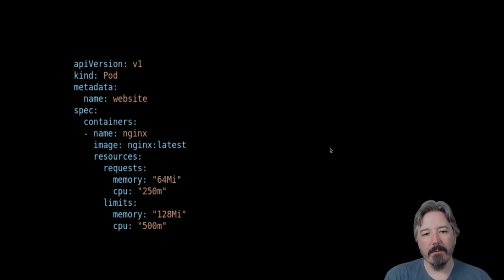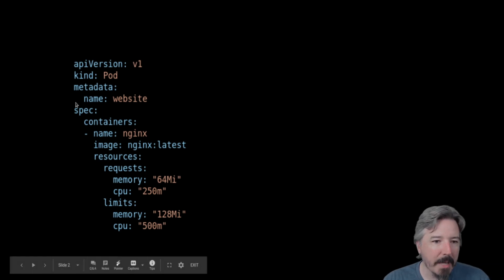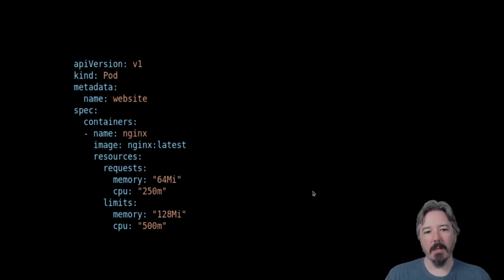So let's actually go ahead and put this into practice. Here we have a very simple Kubernetes manifest. All Kubernetes manifests share the same structure, and that is they have an API version, they have a kind, they have metadata, and then they have some sort of spec or data. This is a pod manifest, and it is requesting a very simple pod, one that contains a single application which consists of an Nginx image. I'm also setting some resource requests and limits.